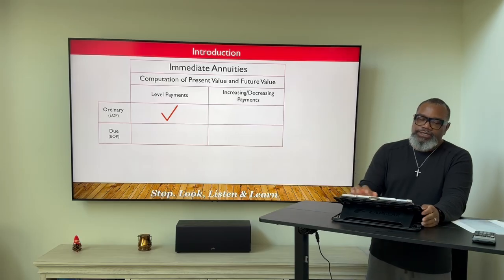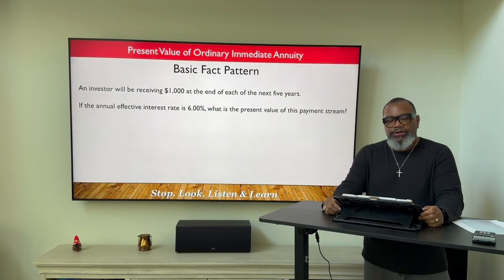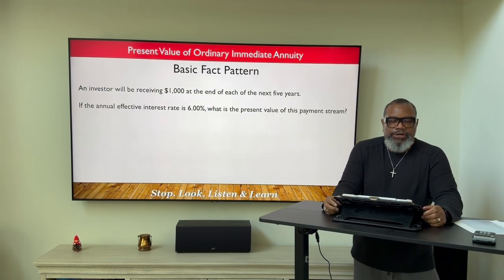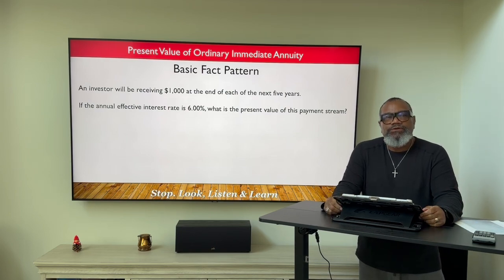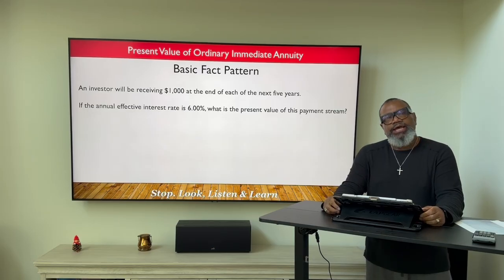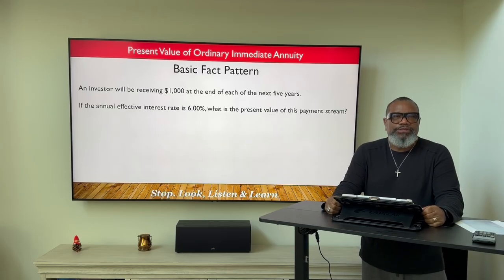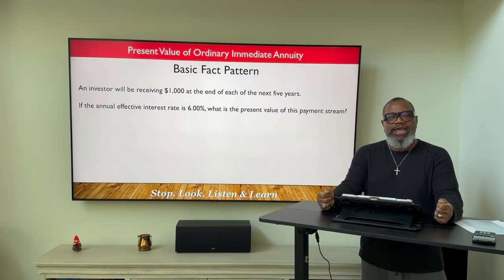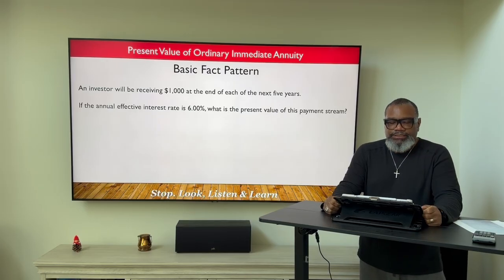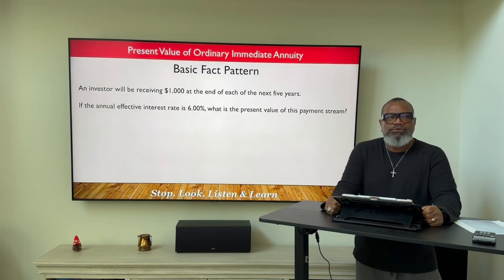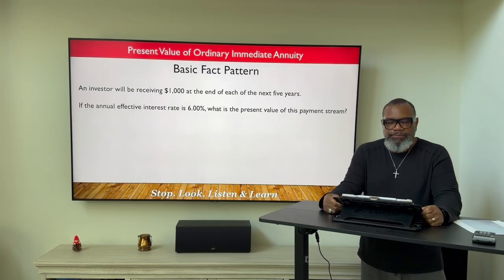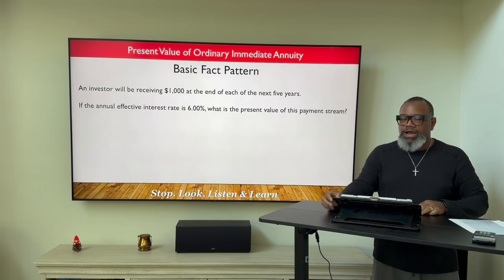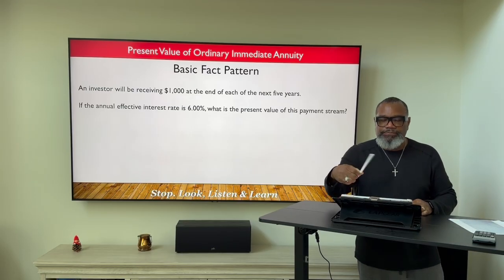So let's get started by looking at a simple example here. You have a basic fact pattern where you have an investor who is going to be receiving, say, $1,000 at the end of each of the next 5 years. And we're going to assume, for purposes of this exercise, that the effective annual rate is going to be 6%. And so then the question becomes, what is the present value, or the value today at time zero, of that stream of payments? So let's look at how we can visually depict this.